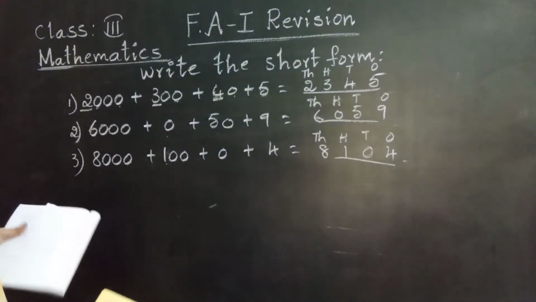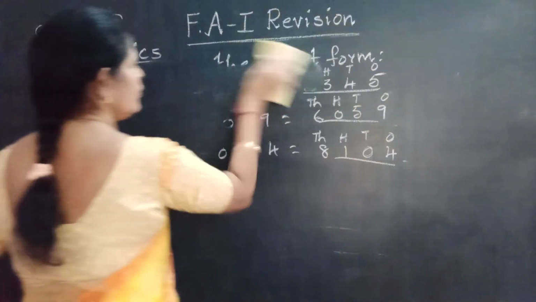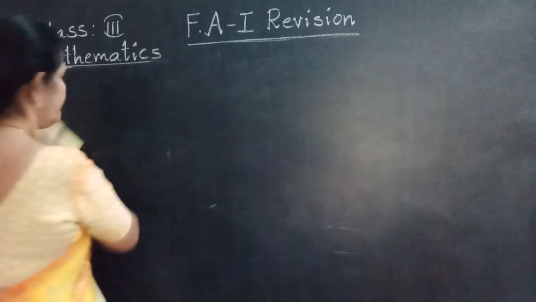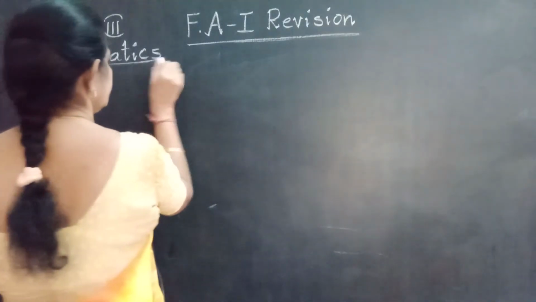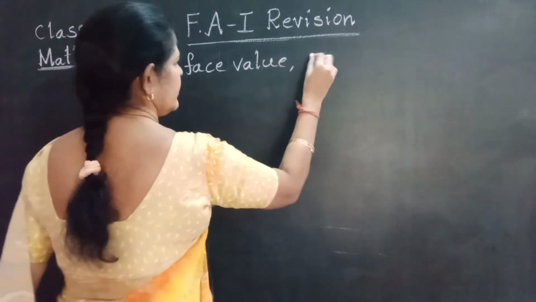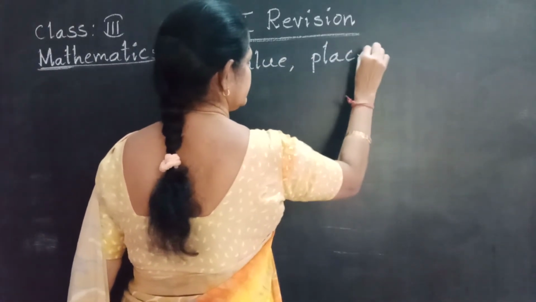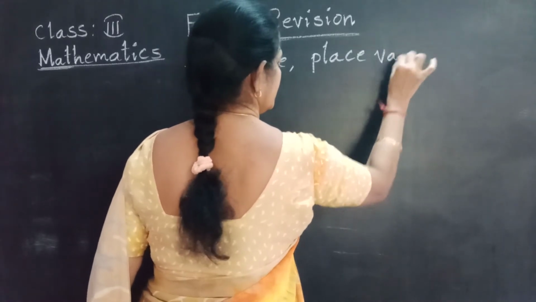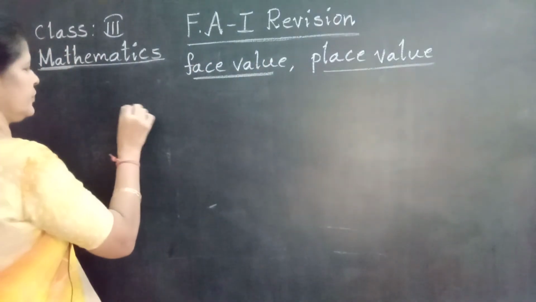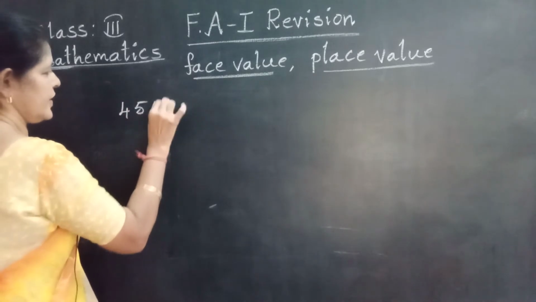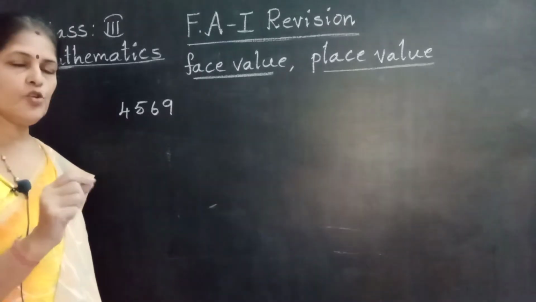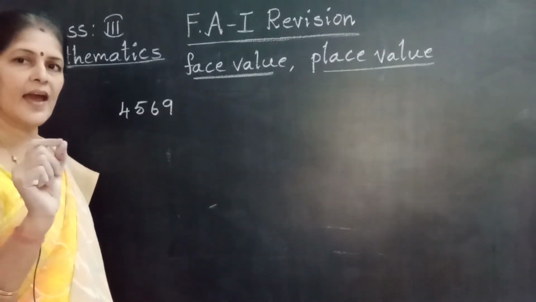Note down next one. Face value and place value. 4, 5, 6, 9. I am going to underline the number. You write the place value and face value of the underlined digit.